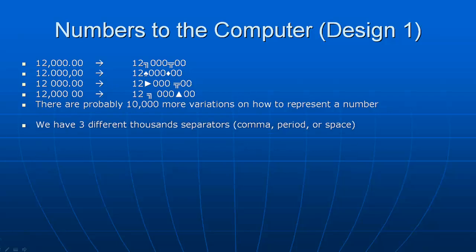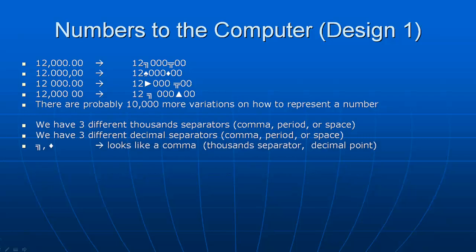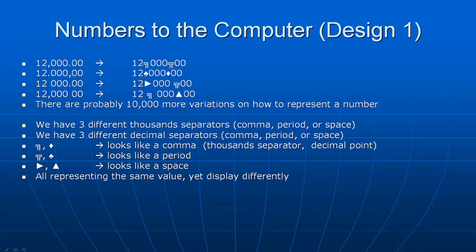So in our little example here, we have 3 different thousands separators. It's going to be either a comma, period, or space. And we have 3 different decimal separators, a comma, period, or space. And so we use these 2 characters to look like a comma, but one is a thousand separator and one's a decimal point. And then we do the same thing for a period and the same thing for a space. And these all represent the same value, yet displayed differently.